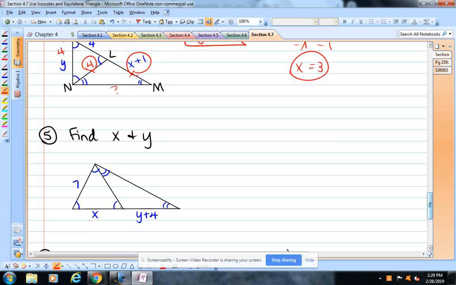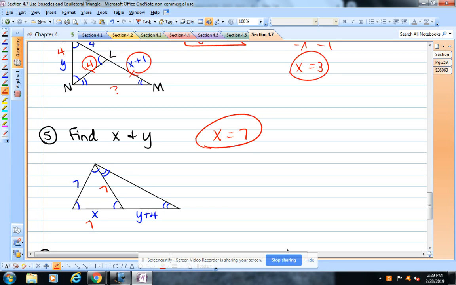So that means X is included in that. So X is also 7. Y'all see how I got X? That makes sense? If it's equiangular, then it's also equilateral. All right, so that means this triangle is what kind of triangle? Because it has 2 congruent angles, it's isosceles. So that makes this the vertex angle.